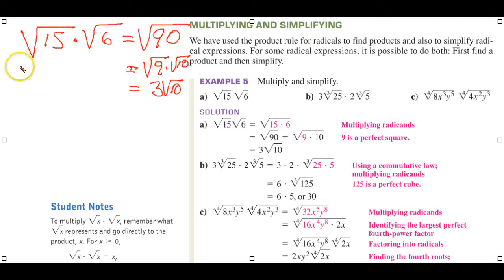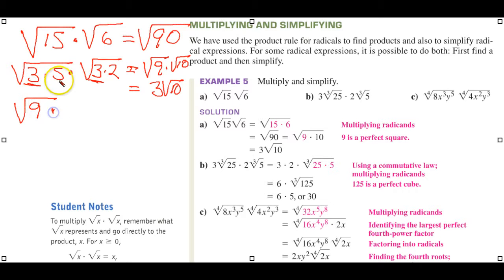Yes. Now, notice what's going on here. This is actually the square root of 3 times the square root of 5. This is actually the square root of 3 times the square root of 2. Can you see here, if we multiplied these two, we would have gotten the square root of 9, and multiply these two, we would have gotten the square root of 10. So that is just some background of what's going on. We could do it this way, or we could do it this way. Now let's look at the second one.